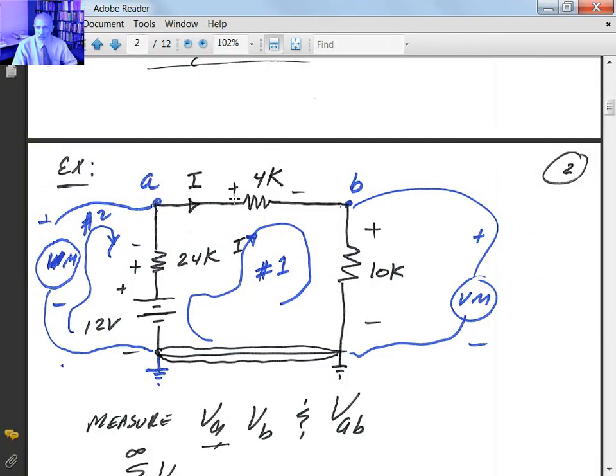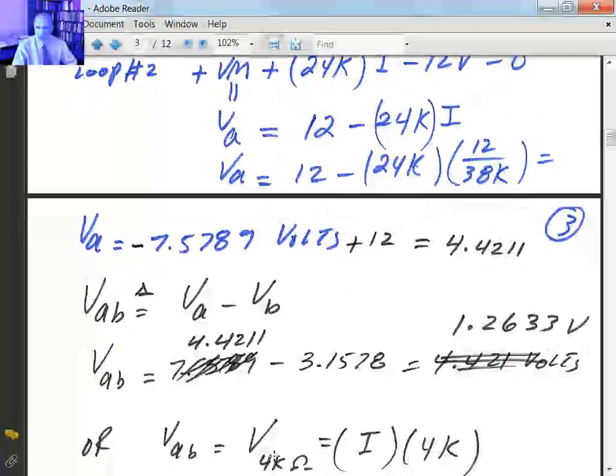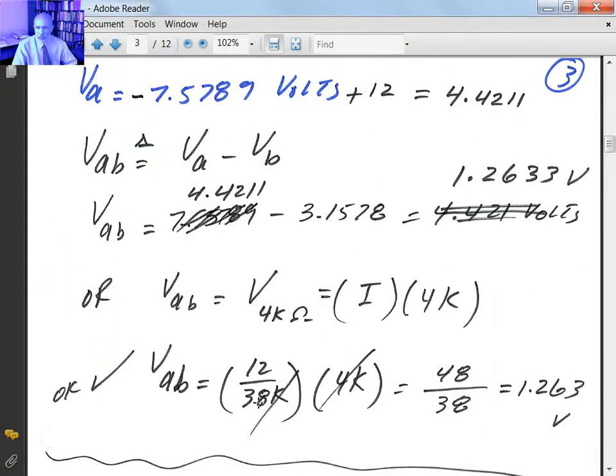Or we could have said that V sub AB is equal to the voltage across that 4K ohm resistor. So take the 4K ohms and multiply by the current I. It should give you the same answer. So it'll be 12 over 38K, that was the current, multiplied by 4K. K and K will cancel out. 48 over 38, it should really give you the same thing that we had here.